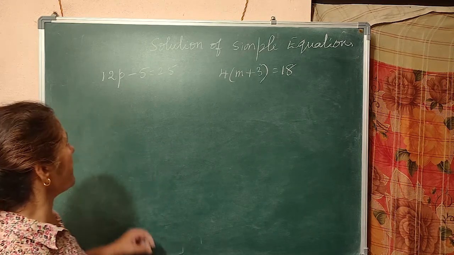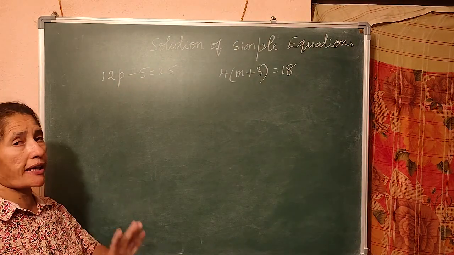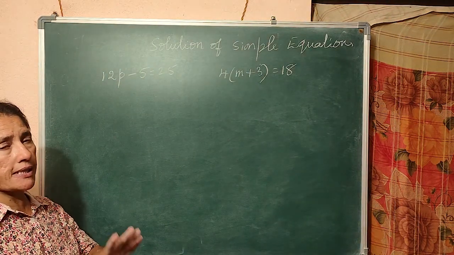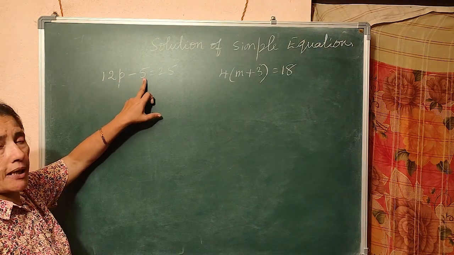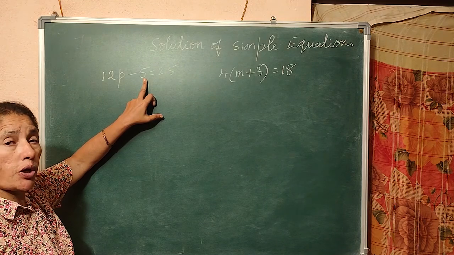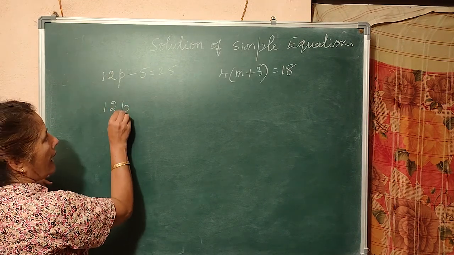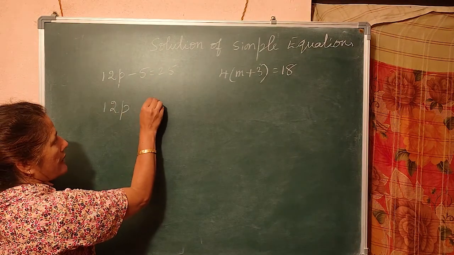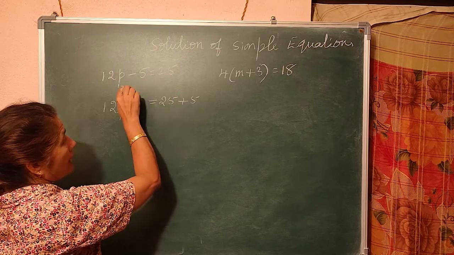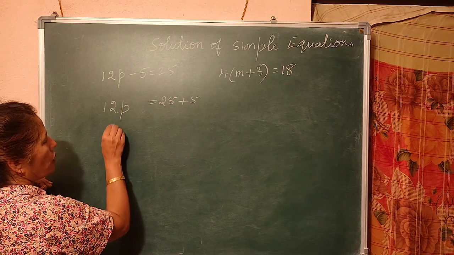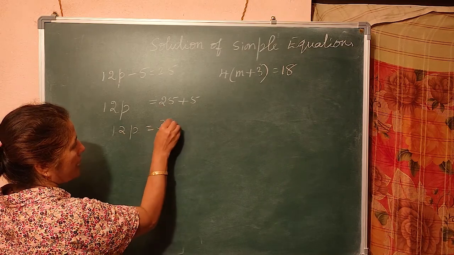Now the first one. 12p minus 5 is equal to 25. What is my aim? To find out p. See, this p is multiplied by 12 but it is subtracted by 5. So, let us take 12p on one side and take 5 to that side. So, it is equal to 25 plus 5, because it is minus 5, it becomes plus 5. So, 12p is equal to 25 plus 5, which is 30.